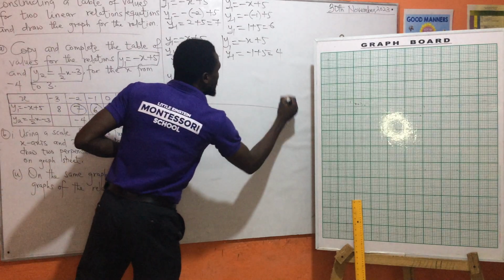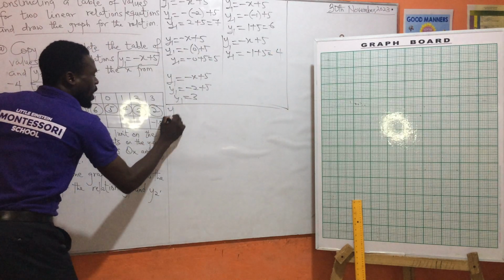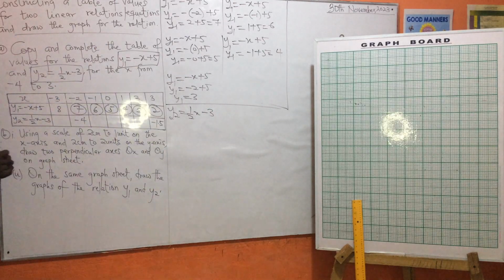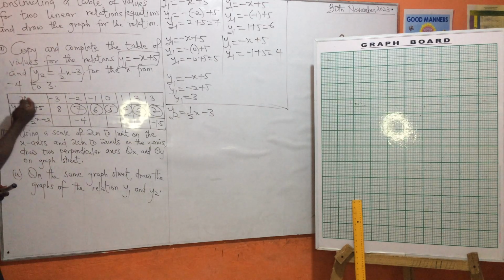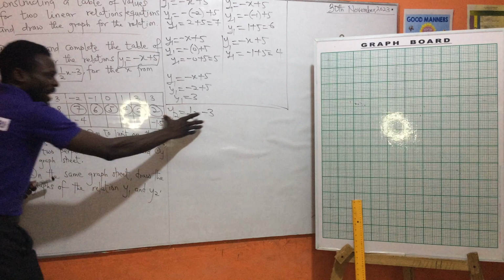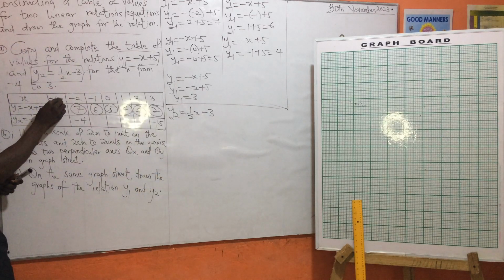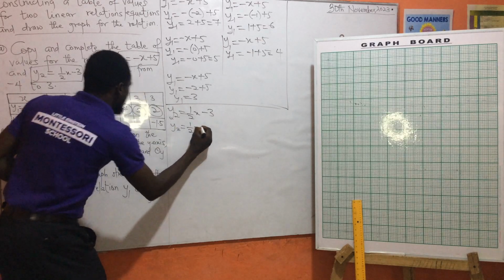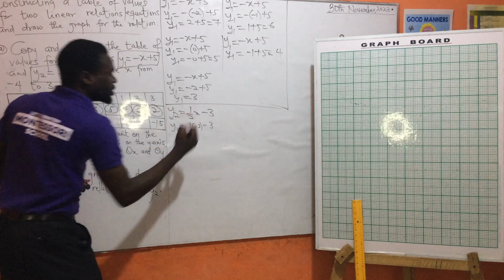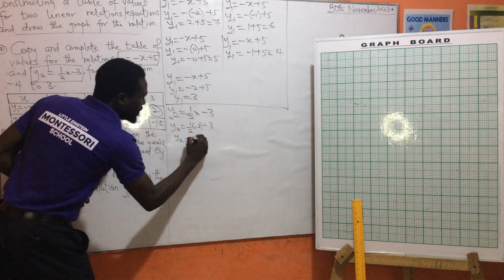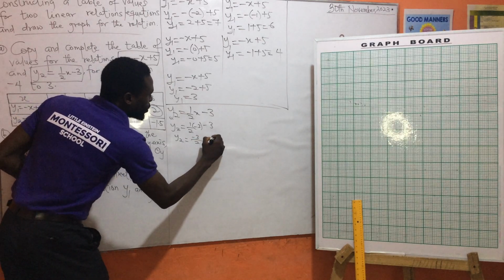Okay, so now y2 is saying that y2 is equal to half x minus 3. This time we are using this relation, but with the same domain values, the same x values. So this time x is negative 3. So we are going to say y2 is equal to 1 over 2 times negative 3 minus 3, so working out gives you y2 is equal to negative 3 over 2 minus 3.